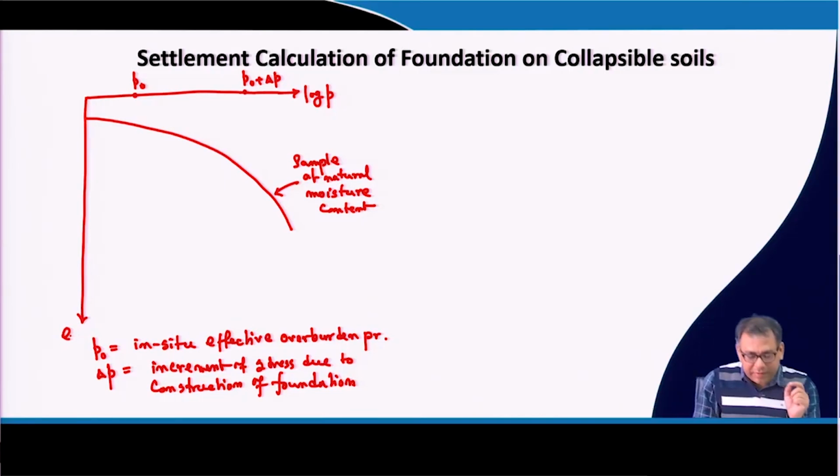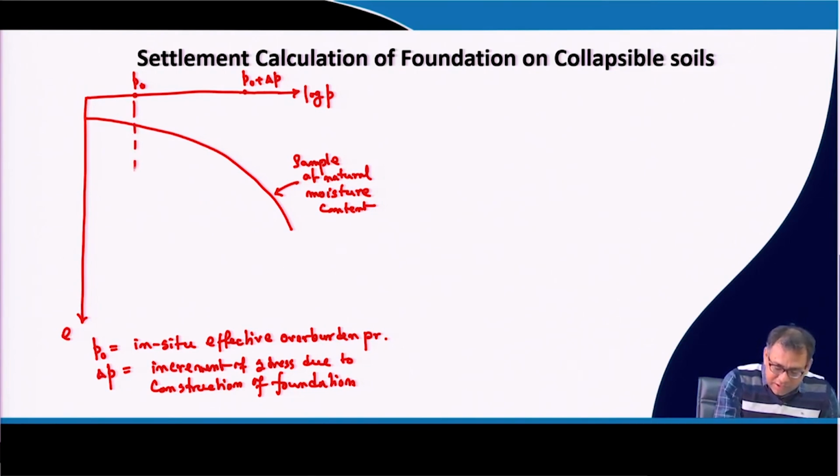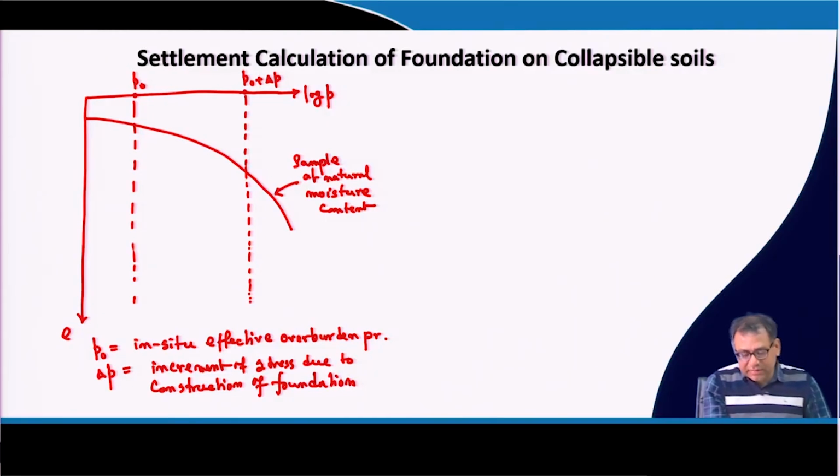The stress is applied up to P0. At P0 the soil will undergo the effective overburden pressure that it is subjected to in the field, and then we will add an additional amount of stress, del P, that is the increment of stress due to the construction of the foundation. So, this is the P0 line and this is the P0 plus del P line, and this is the path for natural moisture content condition.